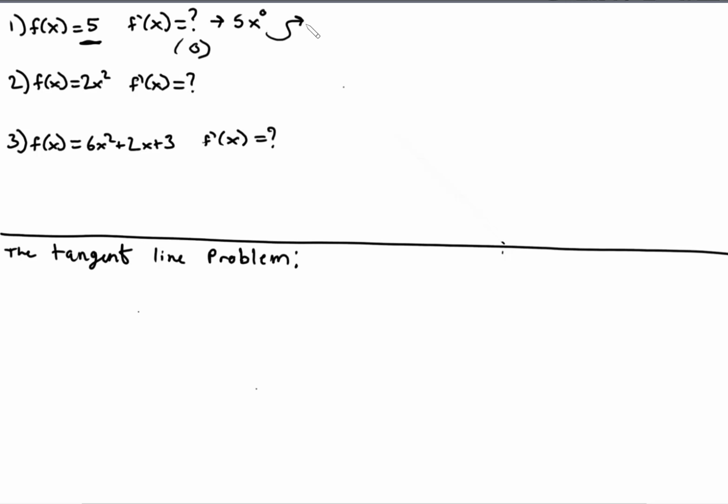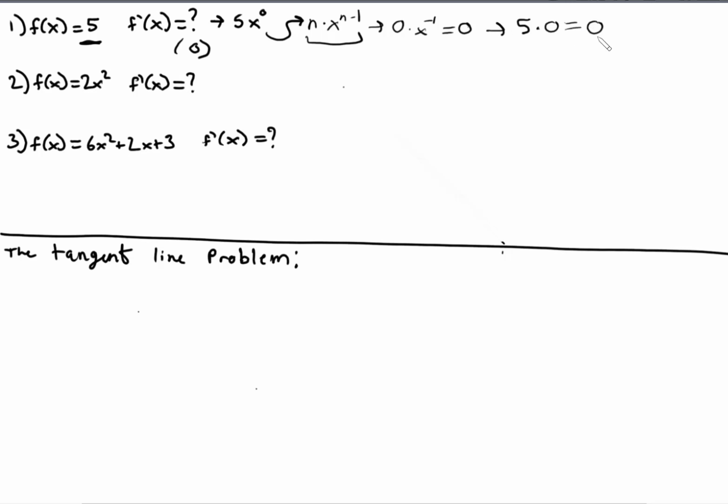So x to the 0, if we already used the power rule on this term right here, what would we get? Well, notice that the power rule is n times x to the n minus 1 power. If we were to use that with x to the 0, we get 0 times x to the negative 1, or just 0 times 1 over x, which is always going to be 0. So therefore, we end up with 5 times 0, which is just equal to 0.